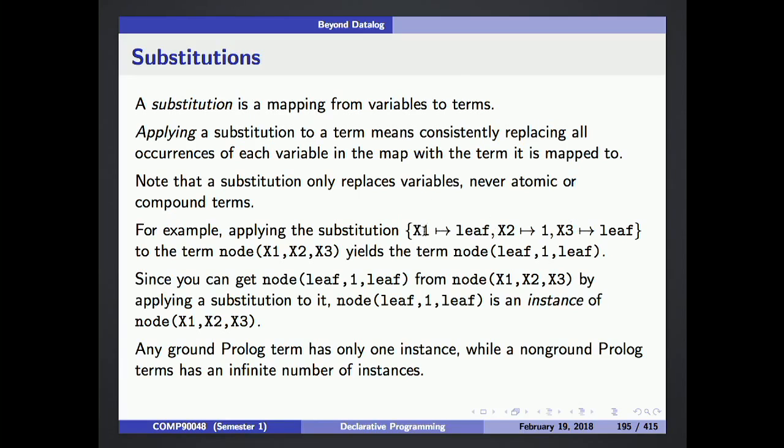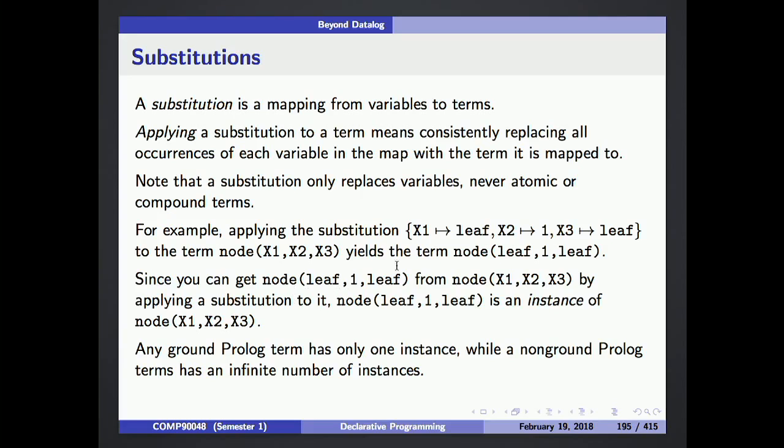So this says replace x1 by leaf, replace x2 by 1, replace x3 by leaf. And so if we apply that substitution to this term, right, you can see that this becomes this, because the first x1 gets replaced by leaf, the x2 here gets replaced by 1, the x3 gets replaced by leaf. And we get that result. Okay, does that make sense?